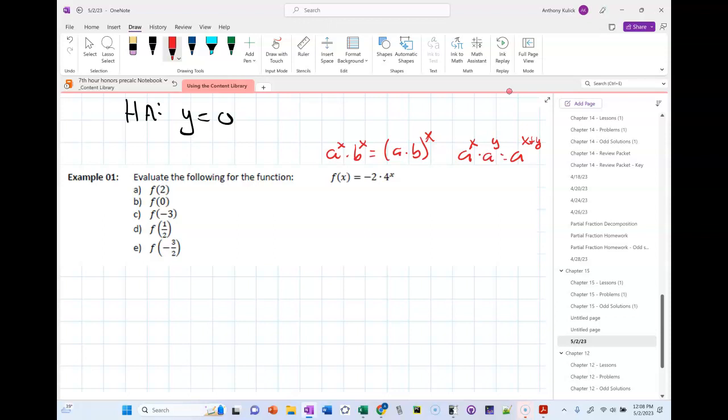These exponent rules from Algebra 2 are some of the most common mistakes students make in terms of trying to simplify stuff. So if we did f of 2, that just means we're going to be plugging 2 in for x, right? Negative 2 times 4 squared. 4 squared is 16. Negative 2 times 16 is negative 32. Everybody cool there?